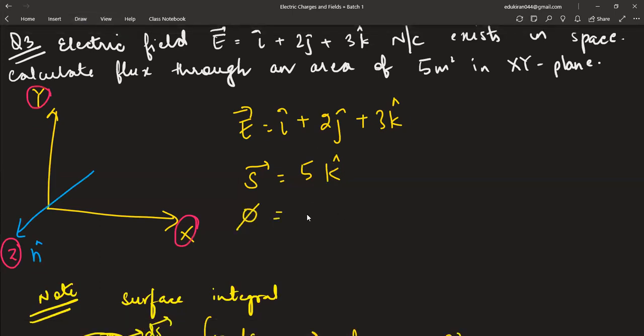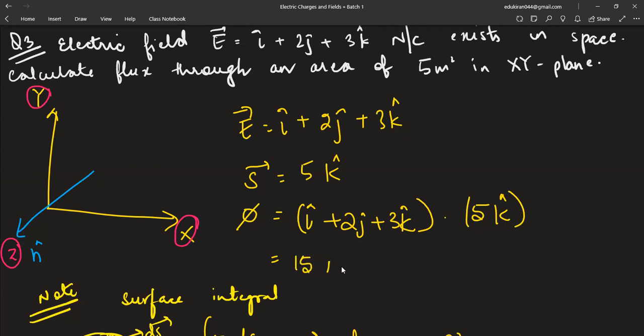Now for flux, you just multiply i cap plus 2j cap plus 3k cap dot 5k cap. So when you multiply, the i and j parts have nothing, because there are no coefficients of i cap and j cap on the other side. So you just multiply and get 15 Newton meter square per coulomb. Fine, this is the answer.